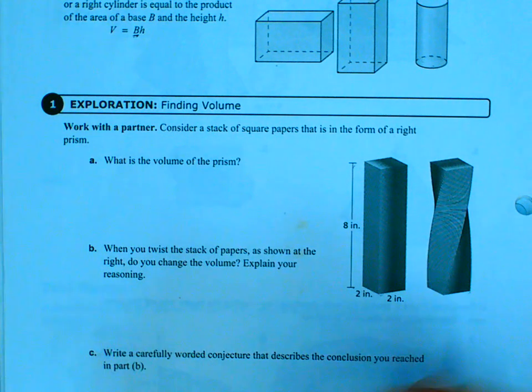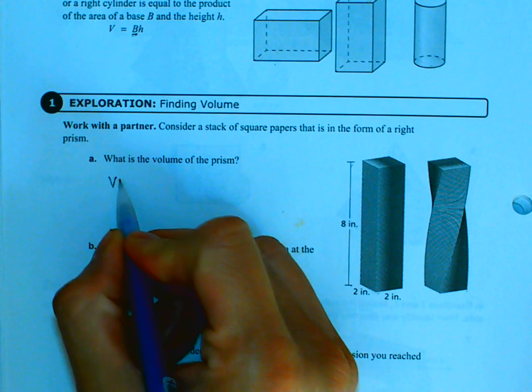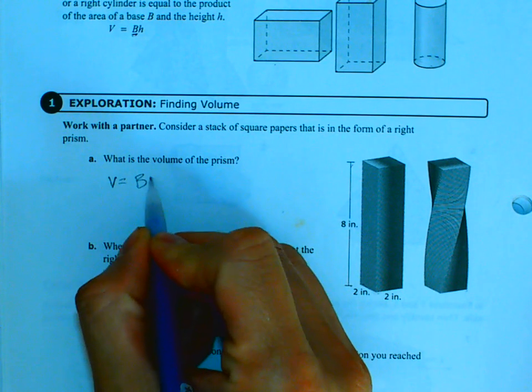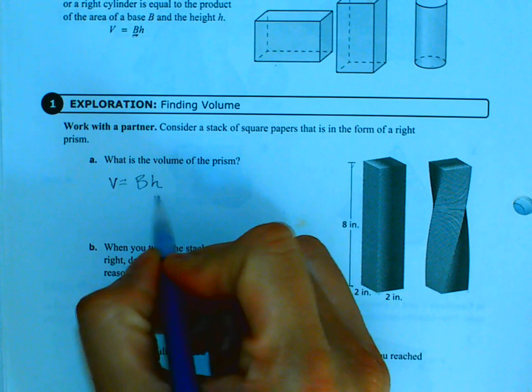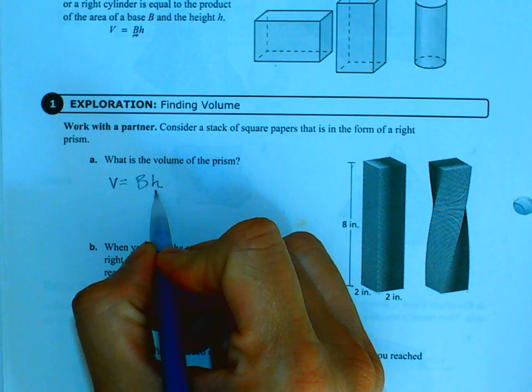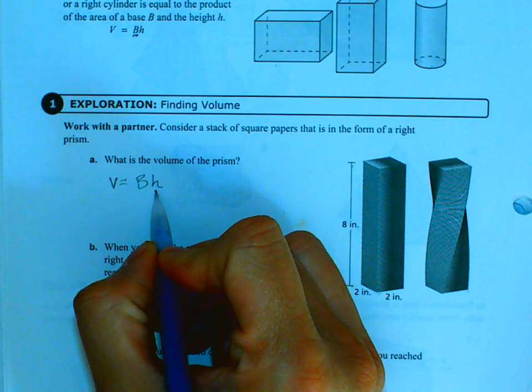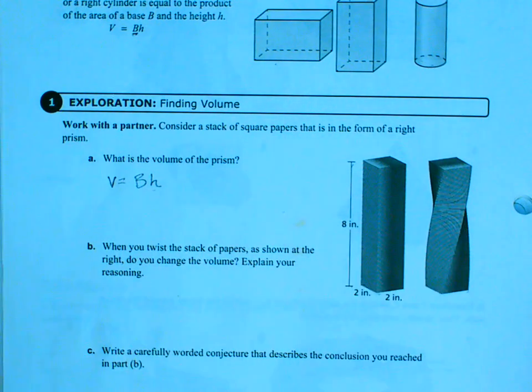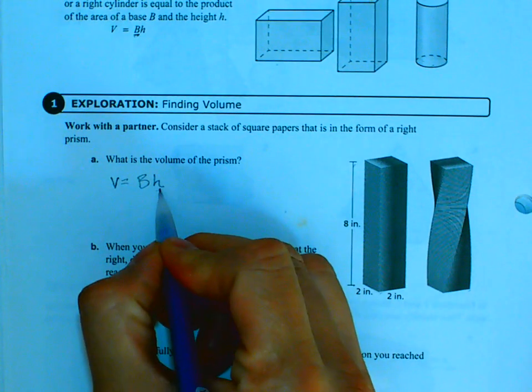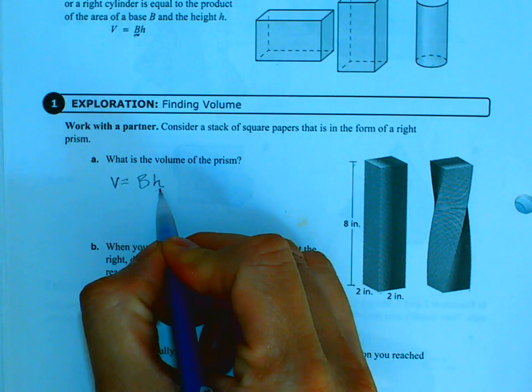So for this problem, the volume is the area of the base multiplied by the height of the prism. Now, don't get confused with this height, because if you have a base that's a triangle, it's going to have its own height. So you're going to have two heights to deal with, the height of the triangle and the height of the prism itself. This h represents the height of the prism.